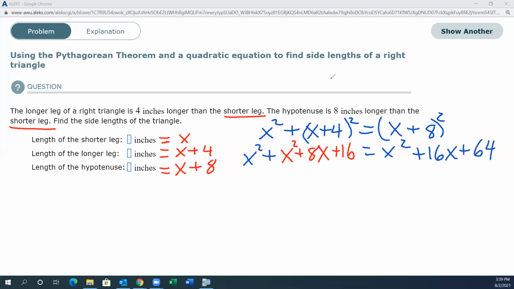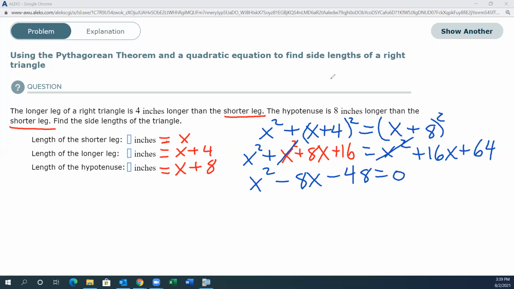All right, so now we want to get everything on one side. If I subtract x squared from both sides, those are gone. Cool. And if I subtract 16x from both sides, I'm going to get that. And if I subtract 64 from both sides, I'll get that. At least I hope so. 40, 50, 64. Yeah. Okay.